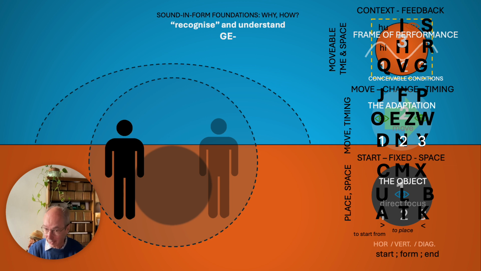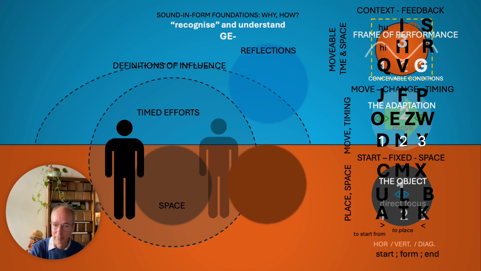Also, how we recognize things in general: the space before us, the timed efforts to go somewhere else, to follow the direction, and then the general definitions of influence, which are also defined in different ways to understand what it's all about. You can also have mathematical associations with all these points of positions as well, but I'm not going to do that now.